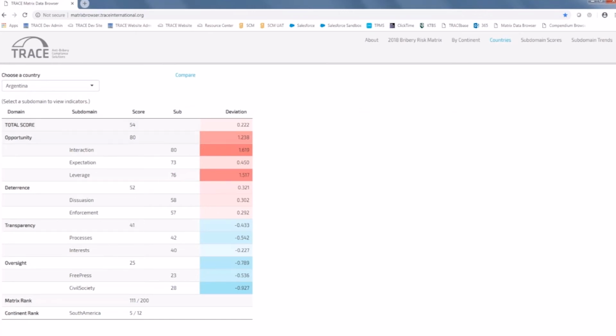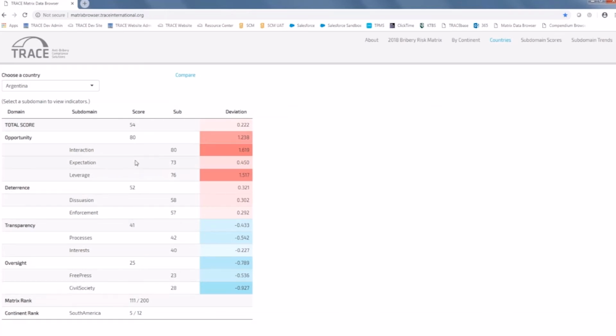You can see it's right in the middle. It's got a pretty bad opportunity score. Not the worst in the world, 1.2 standard deviations away. Although on interaction, it's pretty bad. Expectation is still more or less in the middle, on the worst side of the middle, at 0.45 standard deviations away. Leverage, it's pretty bad, almost as bad as interaction. Deterrence, you know, not great, but still within the range of normal. Transparency, within the range of normal, but on the good side. And oversight actually does a pretty good job, has a pretty strong civil society.